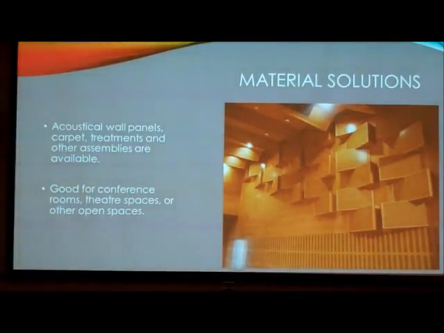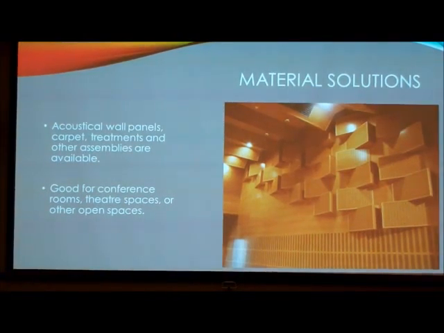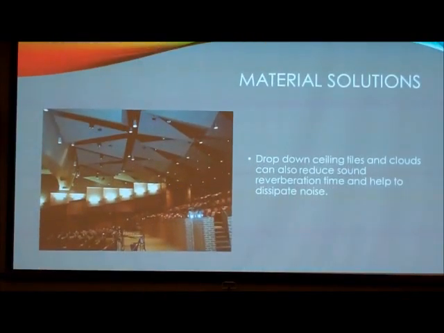So material solutions, acoustical wall panels, carpets, and other treatments are going to be really good. For theaters and conference rooms and things like that, you'll see a lot of different materials being used in different shapes because this is going to, one, reduce frequency. It's not going to allow for echoing, so things are going to be continuous. And then you have like drop-down ceiling tiles or clouds, and this is also going to help to reduce reverberation time and dissipate noise.